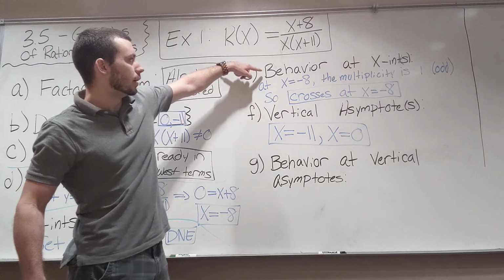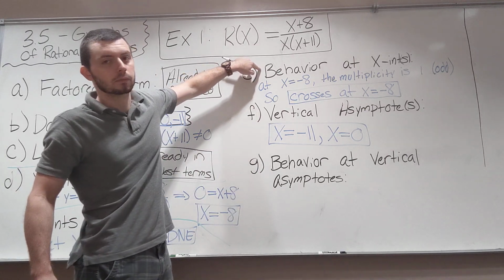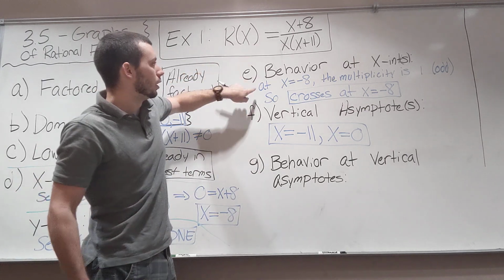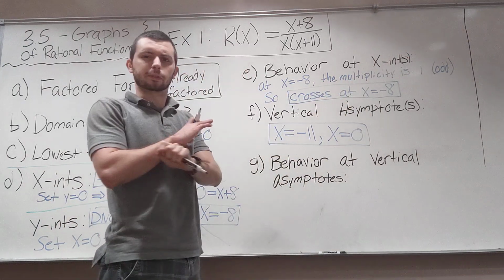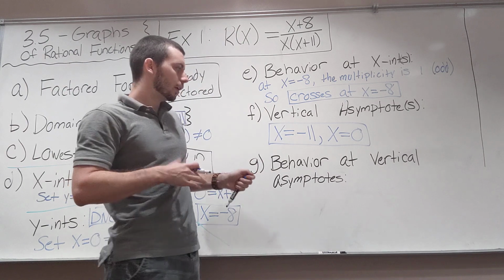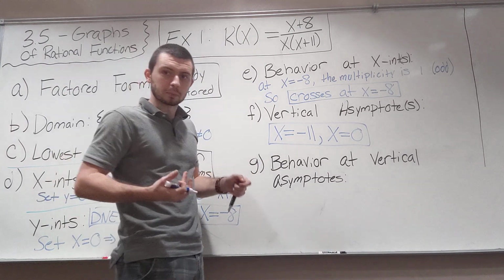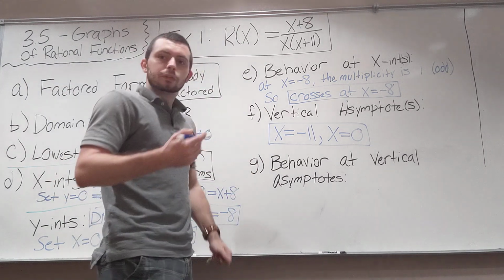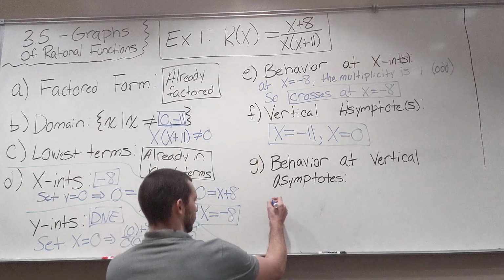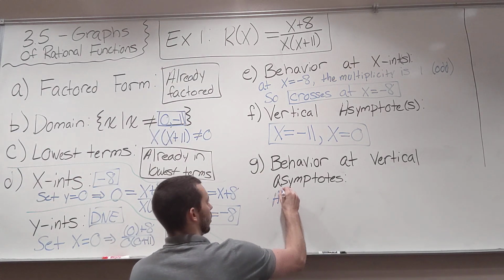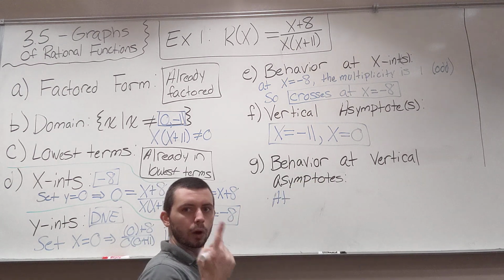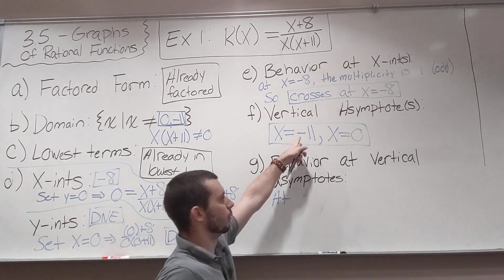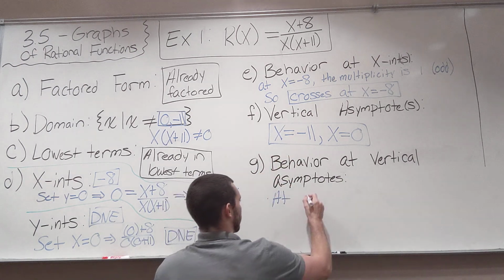So we already did a behavior type problem up here. So what did we do for that one? We fooled around with the multiplicities of the factors. We're going to do the same exact thing here. It's just referencing different numbers. Well, there's 2 vertical asymptotes. We're going to look at one at a time. We'll start off with x is equal to -11.